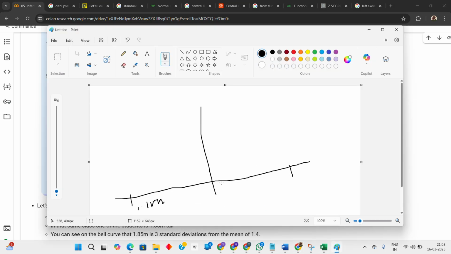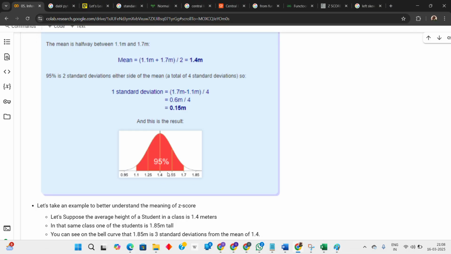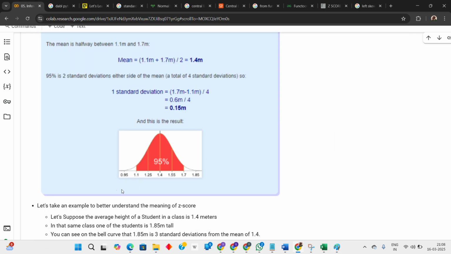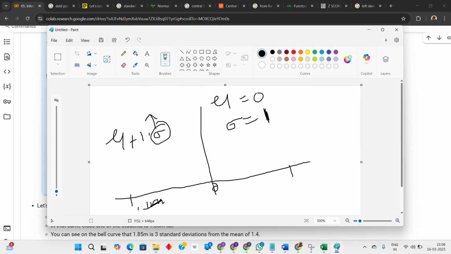But when it comes to the normal distribution, for simplicity, we will convert all these values, 1.1, 1.2, into normalized values. In normalized values, we make the mean equal to 0 and the standard deviation equal to 1. Earlier, I provided you the formula, mu plus 1 times the standard deviation. Here, the standard deviation is calculated from these points. Earlier, we didn't know the standard deviation.